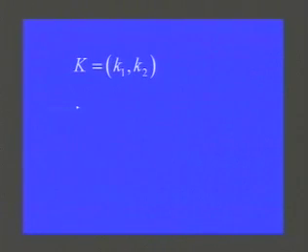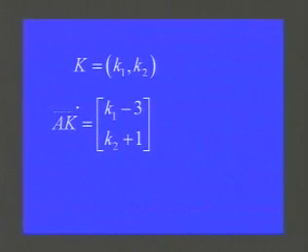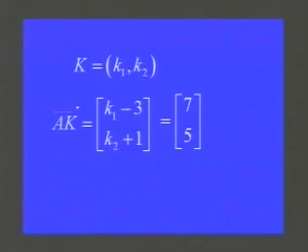Now, this business of finding a point K. What I'm going to have to do now is set up K to be (k1, k2), and I want it to go from A to K. So I take the values of A and I subtract them from the values of K. So I do k1 minus 3, then k2 plus 1, and I set that equal to (7, 5).